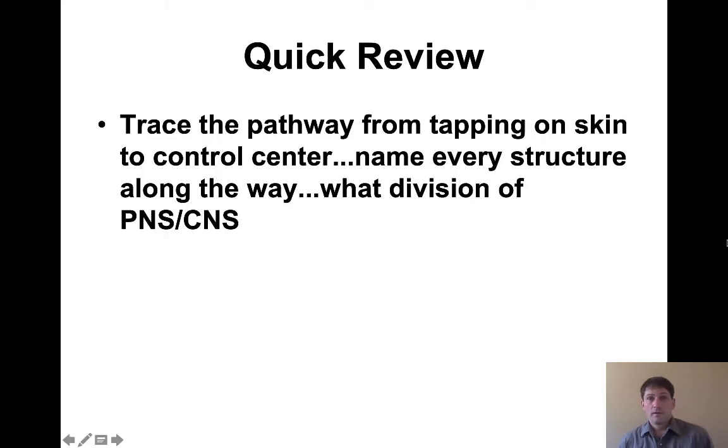So let's quickly review and trace these pathways back to the control center. And what I want you to think about is naming every structure along the way and where we are located as you go through that process. And what division are you in? Are you in the peripheral nervous system or are you in the central nervous system?